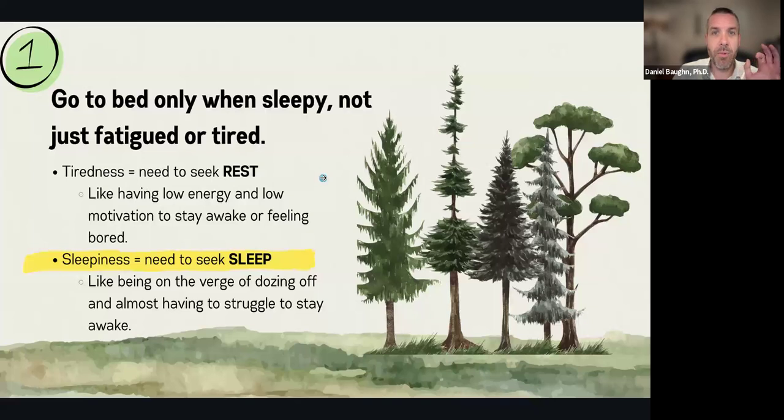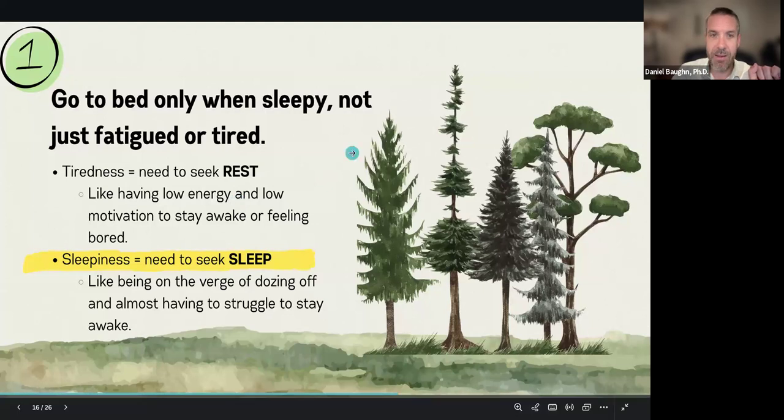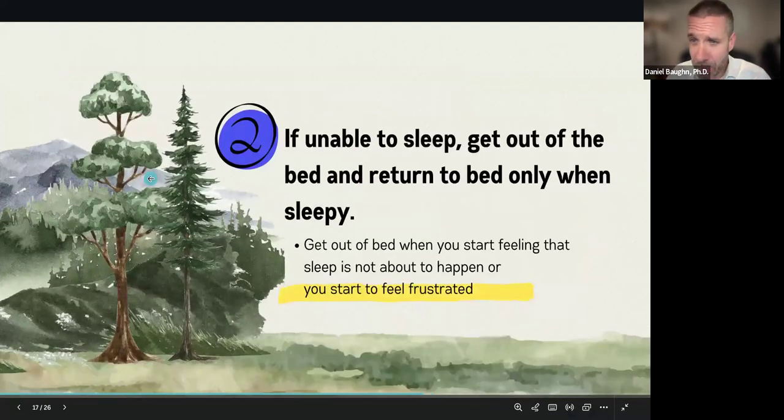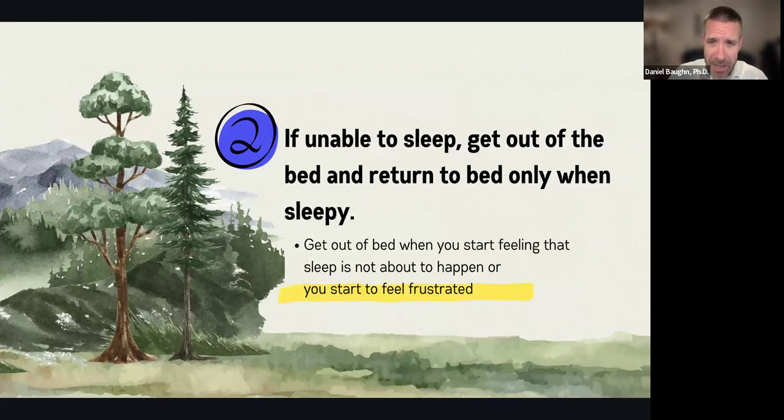All right. So number one, go to bed only when sleepy, not just fatigued or tired. Number two, if you are unable to sleep, I want you to get out of bed and return to bed only when you are sleepy. Now, this is another one where a lot of times clients are like, oh my gosh, what?